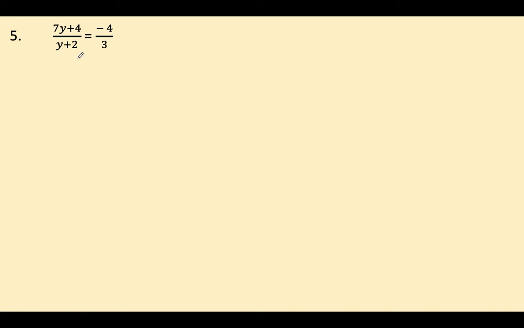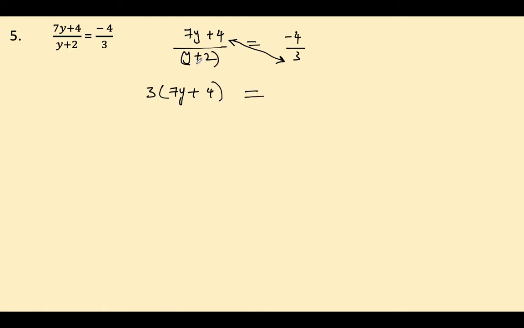(7y + 4)/(y + 2) = -4/3. So again we have (7y + 4)/(y + 2) on the left hand side and -4/3 on the right hand side, both are fractions. To solve this, we are going to cross multiply and write it as a simple equation. The first thing we do is multiply this numerator with the denominator on the right hand side. That should be 3 times (7y + 4) equal to, now multiply the denominator on the left hand side with the numerator on the right hand side, which is -4 times (y + 2).